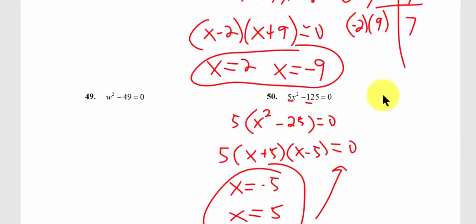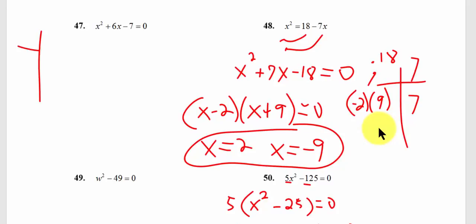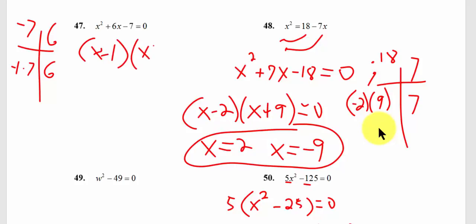You know what? I think I'm going to do one more bonus while we're here. Let's do 47. All right, so 47, again, what two numbers when multiplied result in negative 7, but when added result in 6? So I'm thinking of probably negative 1 times positive 7 would result in negative 7. And when I add those together, I get 6. So that looks good. So we can write x minus 1 times x plus 7 equals 0. And the final answer is x equals 1, x equals negative 7.